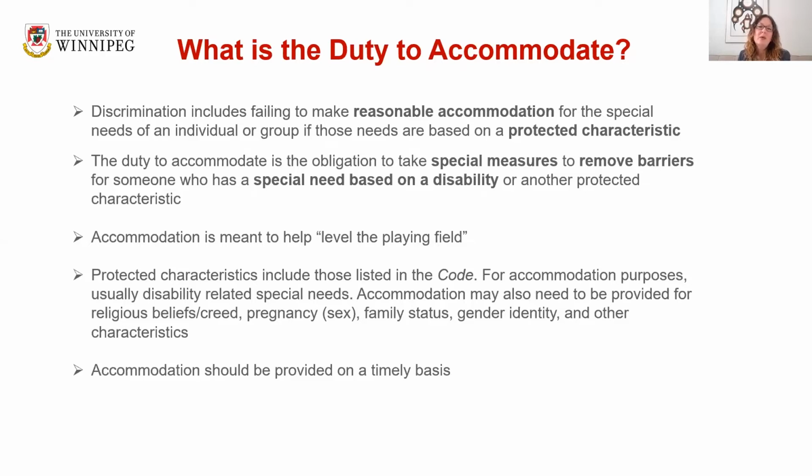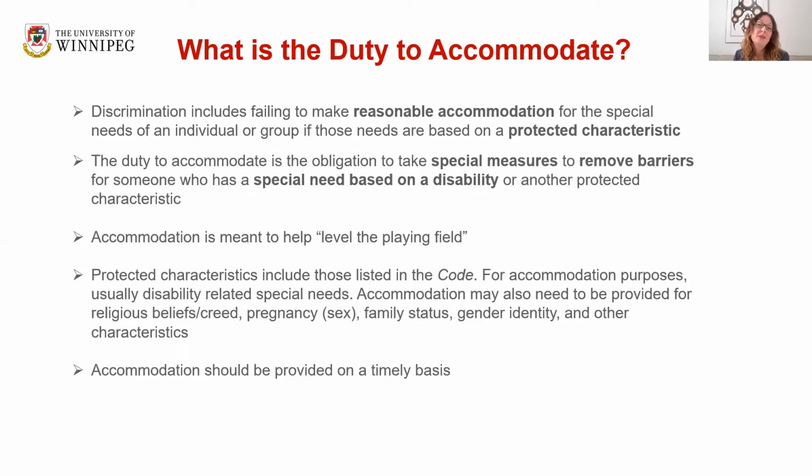And so when we're talking about accommodation, more often than not, we're talking about disability-related needs, but it can also mean needs based on a religious belief. So for example, if I'm not able to write an exam because I have a religious holiday, it can also be based on pregnancy or sex, family status. So for example, you can't refuse to hire me because you don't like my spouse, or you must also make reasonable accommodations, for example, if I have childcare needs that I can't otherwise accommodate.